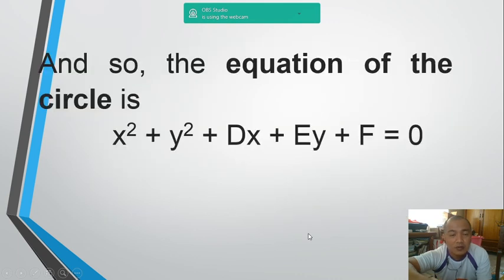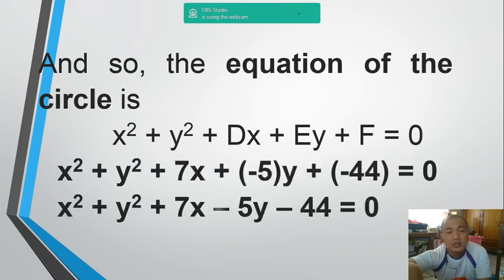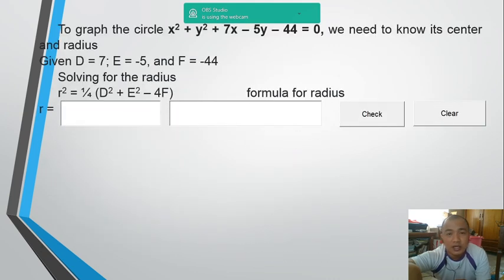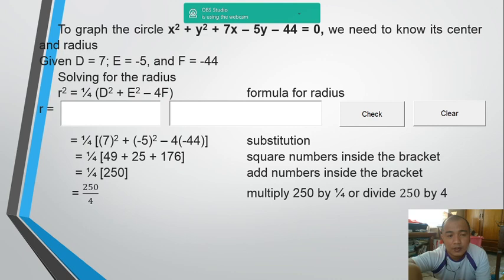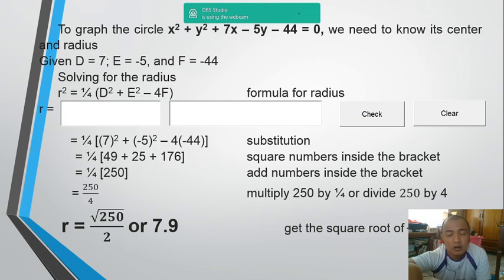So, therefore, the equation of the circle, substitute the values of d, e, and f to the general form of equation of circle. The equation is x squared plus y squared plus 7x minus 5y minus 44 equals 0. Okay, let us now solve for the center and radius. Substitute to the formula. 250 divided by 4. Square root of 250 over 4 is square root of 250 over 2, or using your calculator, that's equivalent to 7.9. The radius is 7.9.